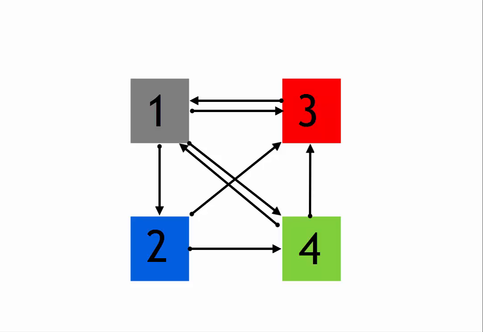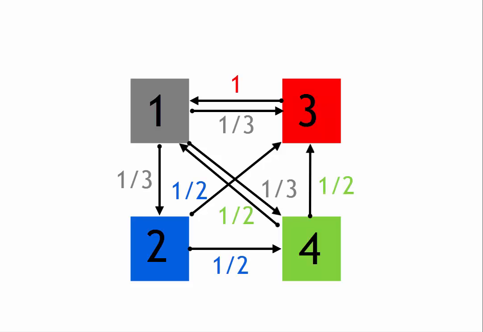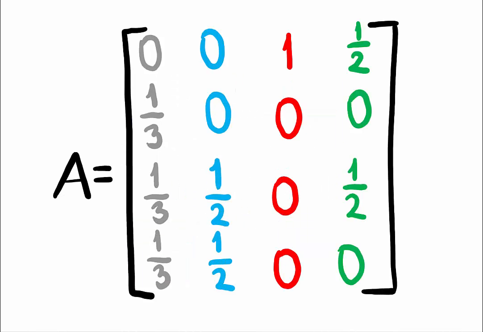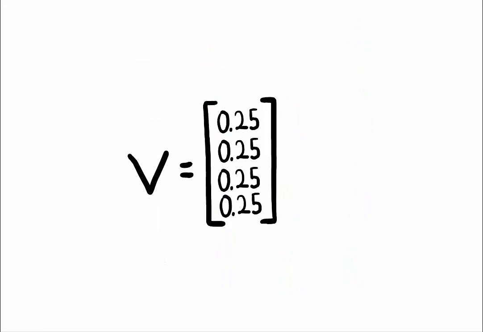In general, if a node has k outgoing edges, it will pass on 1/k of its importance to each of the nodes that it links to. Let us better visualize the process by assigning weights to each edge. Let's denote by A the transition matrix of the graph. Suppose that initially the importance is uniformly distributed among the 4 nodes, each getting 1/4. Denote by V the initial rank vector, having all entries equal to 1/4.